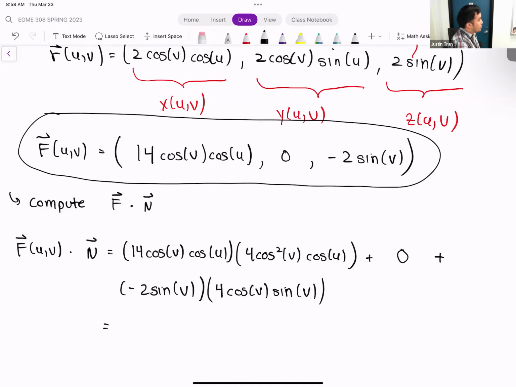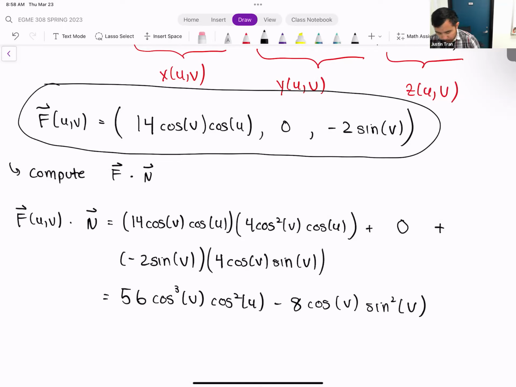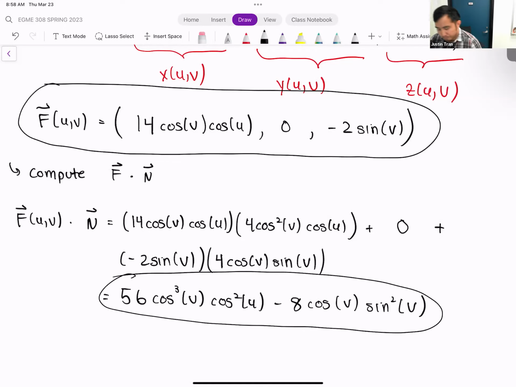Well, there's a lot of arithmetic here, so make sure you're careful in doing all the multiplications. Make sure all the sines and cosines are accounted for. Okay, and so when you do this, you get 56 cosine cubed v sine squared u minus 8 cosine v sine squared v. Right, so that's the result of the dot product.